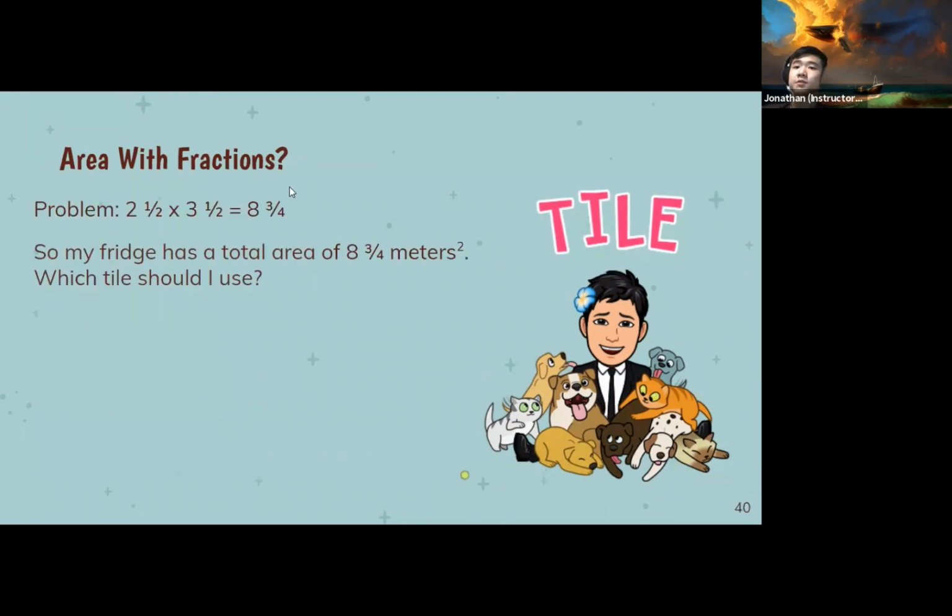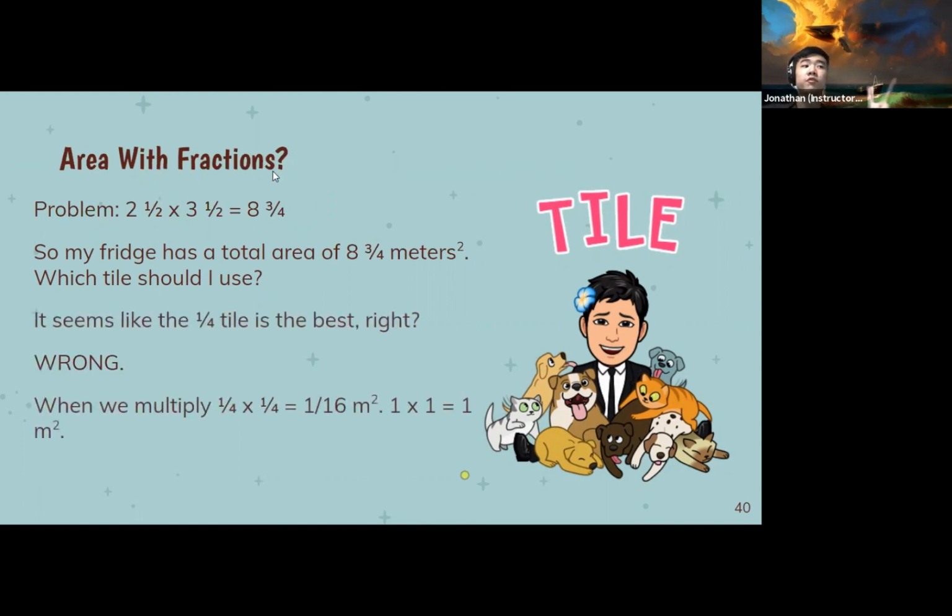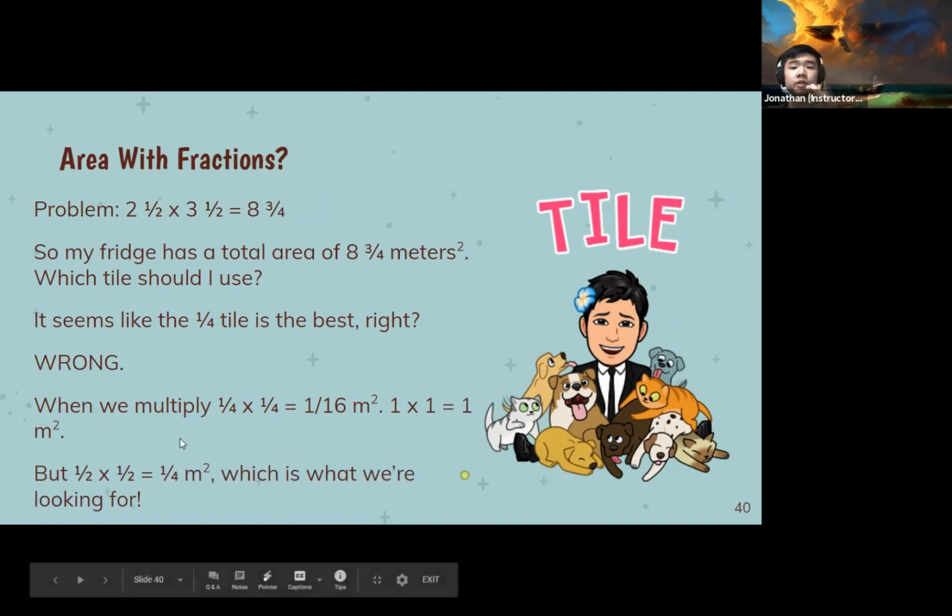Lots of kids will say, oh, we use the 1/4 tile because my area is 1/4. But you have to remember, 1/4 times 1/4 is 1/16. And 1 times 1 is 1 meter squared. But 1/2 times 1/2 is 1/4 meter squared, which is exactly what we're looking for. We can use the 1/2 meter tiles to get 8 3/4.